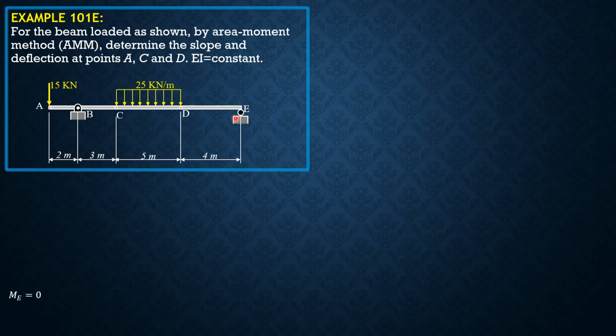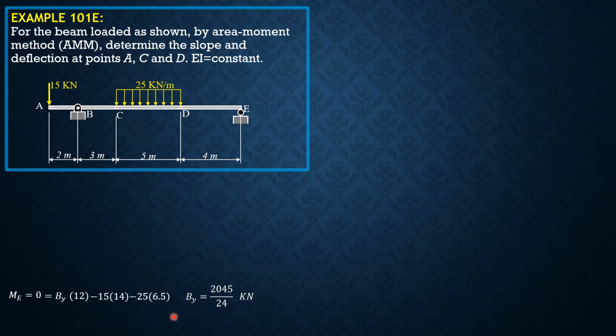So sum of moments about E equals 0, clockwise positive, let's assume upward reaction at B, horizontal reaction is 0. So we have By times 12, minus 15 times 14, minus 25 times 5 times 6.5, where 2.5 plus 4 is 6.5. So By is equal to 2045 over 24 kilonewtons.